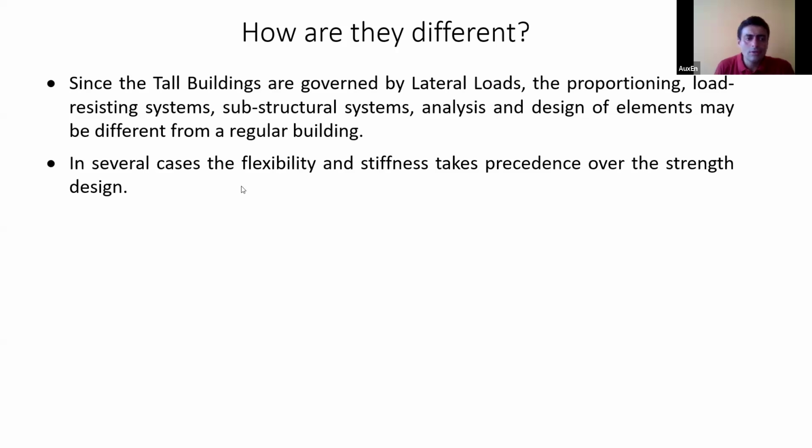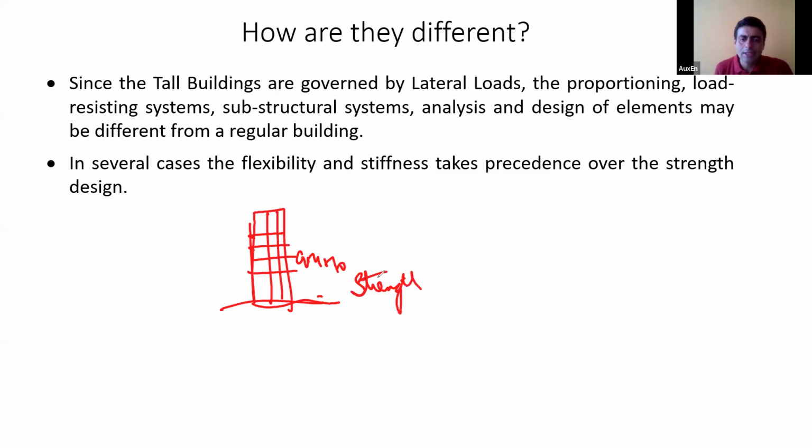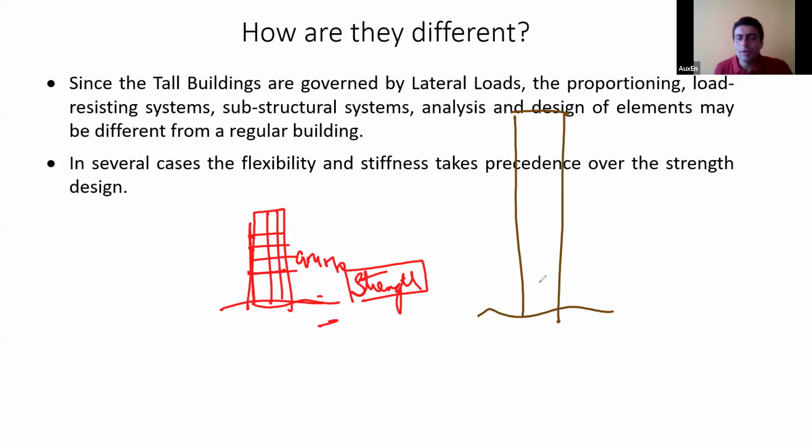Also, when we are doing normal structures, which are not very tall, let's say G plus 4, G plus 5, G plus 10, we usually think only in terms of strength, isn't it? That means we provide our column sizes, column reinforcement, beam sizes, beam reinforcement, slab sizes, only in terms of strength. Clear? But when it comes to a tall building, not only strength, but you may also have to think about the stiffness or flexibility.